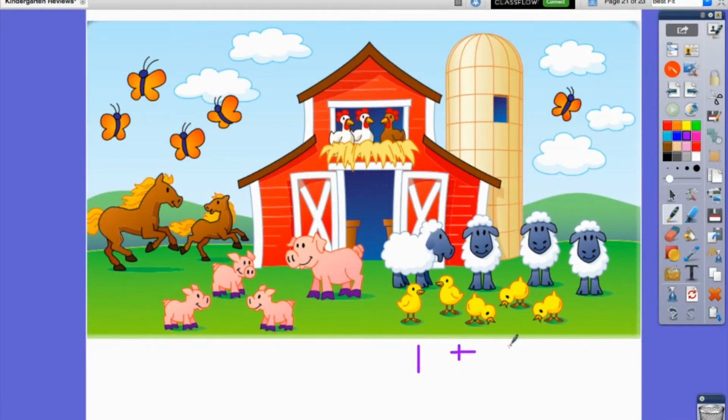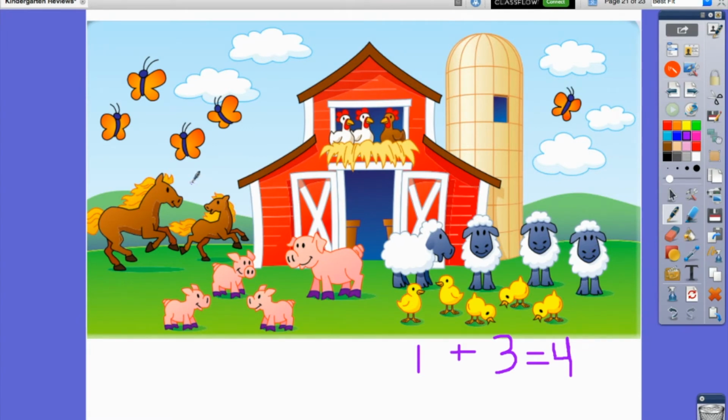Turn to your partner and tell them, how many more sheep are we adding? That's right. We're adding 3. 1 and 3 more. 1 plus 3 equals a total of 4 sheep. 1, 2, 3, 4. 4 sheep.